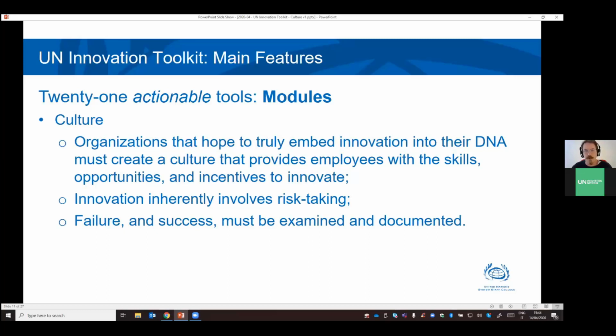it must be examined, it must be documented, it must, to a certain extent, almost be celebrated as, hey, look, we tried something new, let's see this as an opportunity to learn.